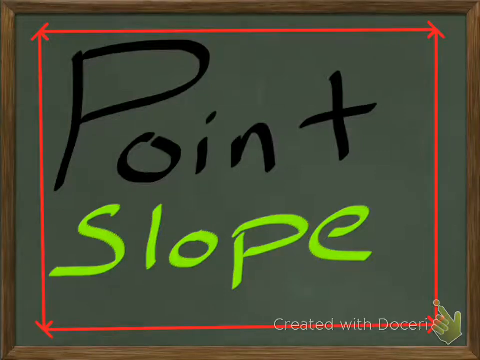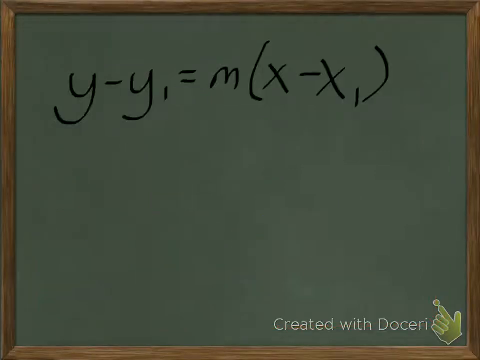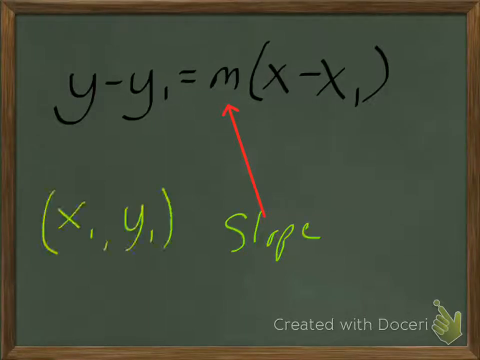Alright, ladies and gentlemen, we're going to do point slope form. Here's point slope form. Basically, it has a point and a slope in it, just like I told you in class. This is your slope. And this is your point. This is where the x goes, and this is where the y goes.